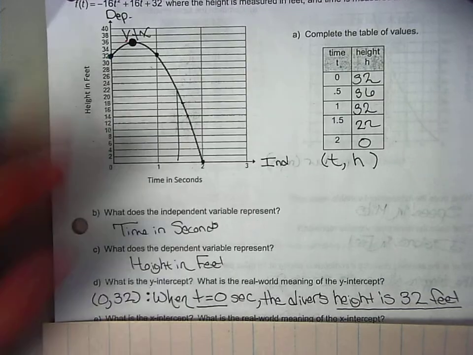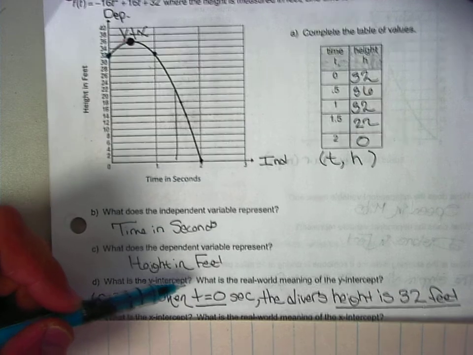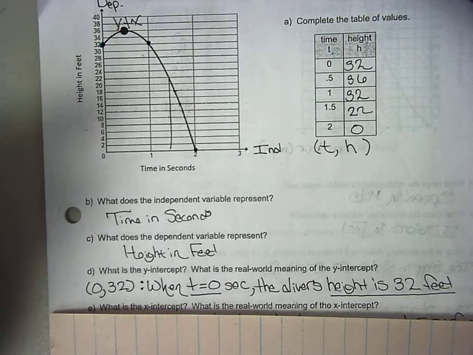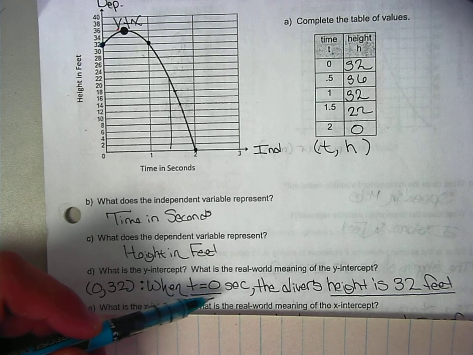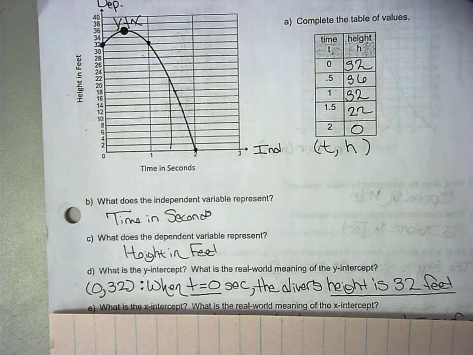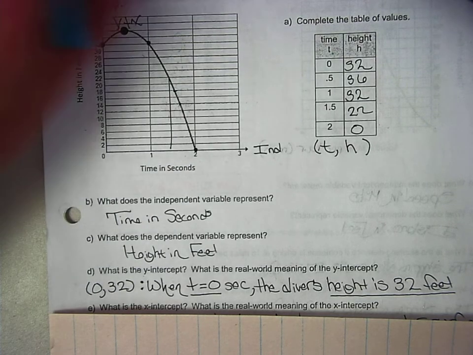And then I explained what it means, because that's what we're asked to do. What is the real world meaning? So in a brief sentence, when time is equal to 0 seconds, the diver's height is 32 feet. You could also refer to it as maybe the diver's initial height is 32 feet. However you want to explain it, as long as you have 0 seconds mentioned and the 32 feet for the height mentioned in your statement.